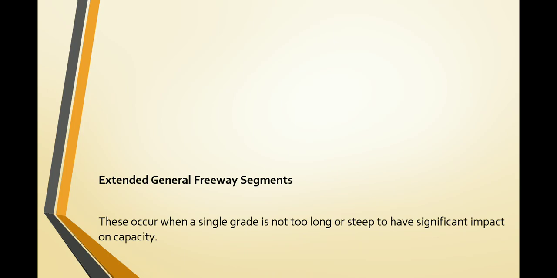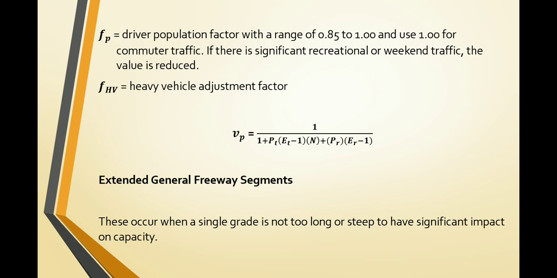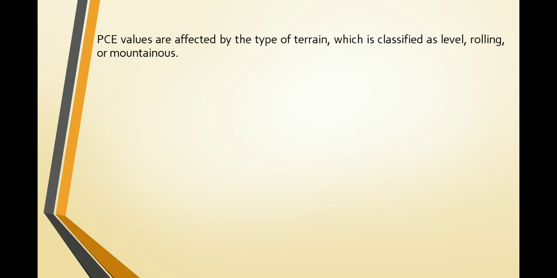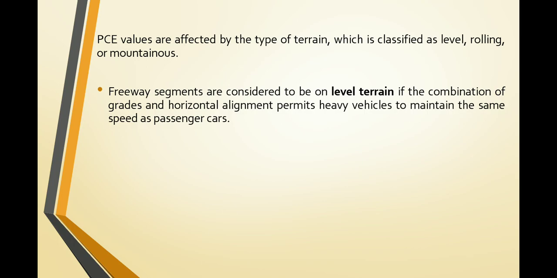Extended general freeway segment. This occurs when a single grade is not too long or steep to have significant impact on capacity. PCE values are affected by the type of terrain, which is classified as level, rolling, or mountainous. Freeway segments are considered to be on level terrain if the combination of grades and horizontal alignment permits heavy vehicles to maintain the same speed as passenger cars.